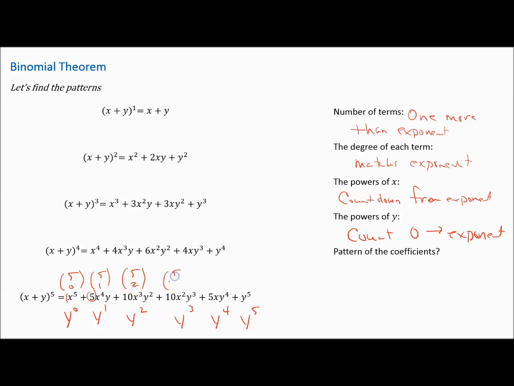This would be 5, choose 3. This would be 5, choose 4. And finally, 5, choose 5. Aha! We've got it all. Now we just have to put it together.